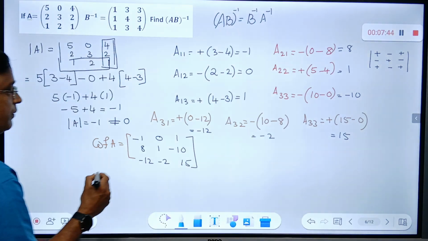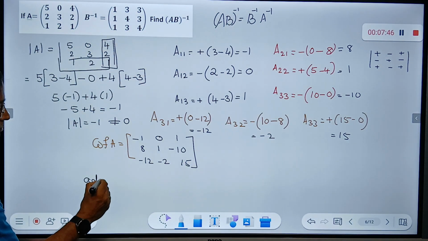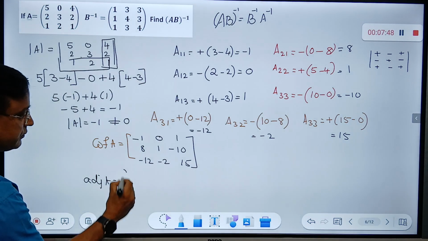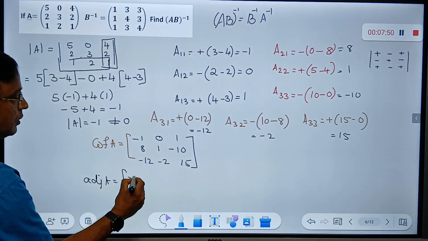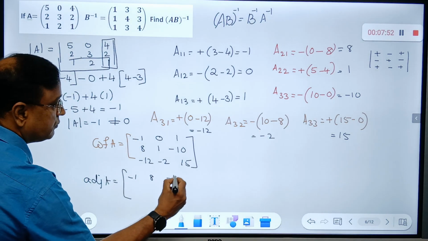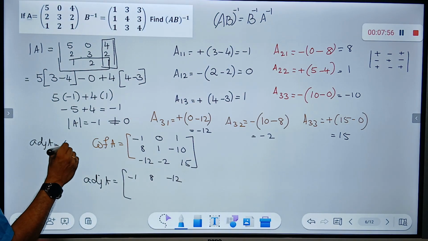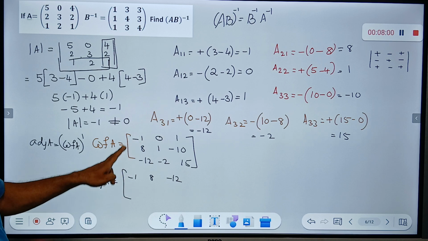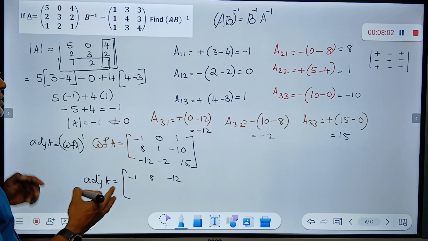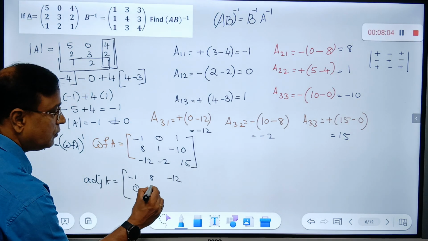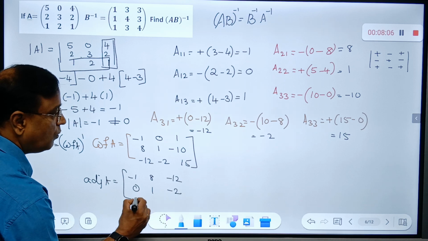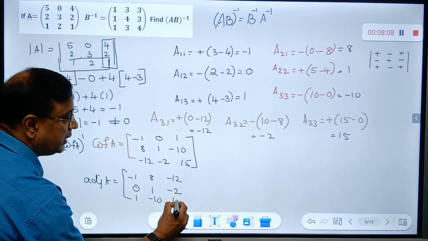Now that I found cofactor, how do you find adjoint of A? Adjoint of A is transpose of the cofactor. So minus 1, 8, minus 12. Adjoint of A is cofactors transpose. I have found cofactor, now I am taking transpose. Transpose is interchanging rows and columns. 0, 1, minus 2, 1, minus 10, and 15.